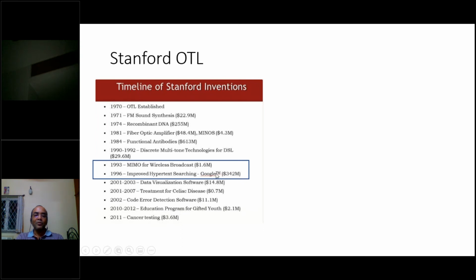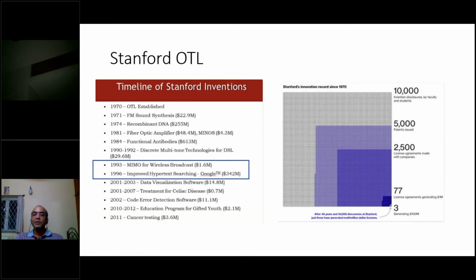So Google's hypertext searching was developed by the Google founders when they were scholars at Stanford, and that technology owned by Stanford fetched them more than $300 million, and that was in 2005, 2006. If they had waited further, they could have made probably much more money there. This gives you a perspective of the inventions that have happened in Stanford since 1970.